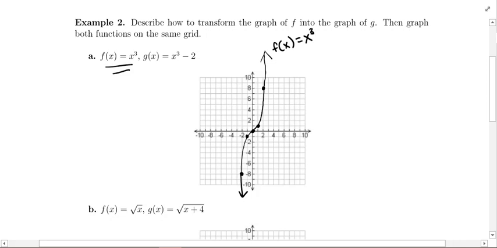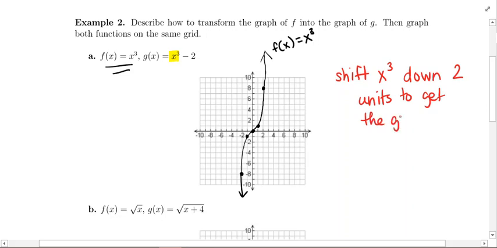What we're going to do now is try to create the transformed function, g of x is x cubed minus 2. Look at what's going on here. We have the original basic function and we're subtracting 2 and there's no parentheses. So this is a vertical shift. Since we are subtracting, we are going down. So we are going to shift x cubed down 2 units to get the graph of g of x. And that's it.